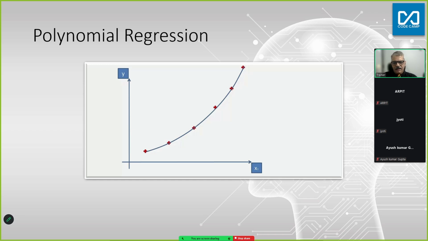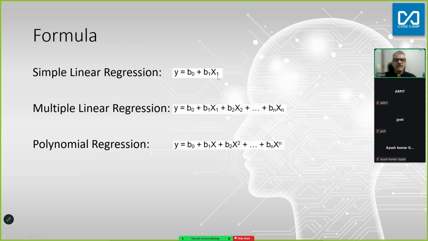We have covered simple linear regression, whose formula is y equals b0 plus b1 x1. We have also covered multiple linear regression, whose formula is y equals b0 plus b1 x1 plus b2 x2, pairs of slope coefficient and variable. The polynomial regression formula is y equals b0 plus b1 x plus b2 x squared, up to bn x to the power n.